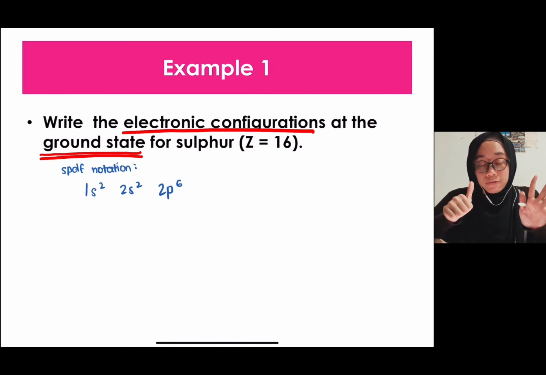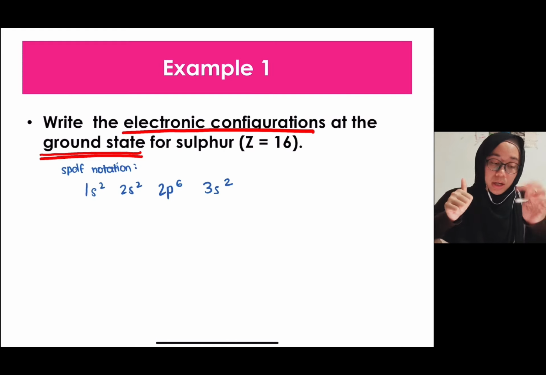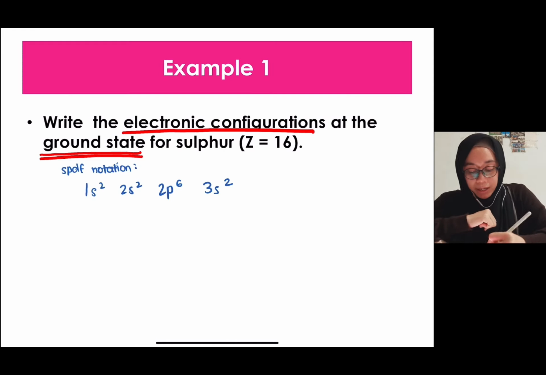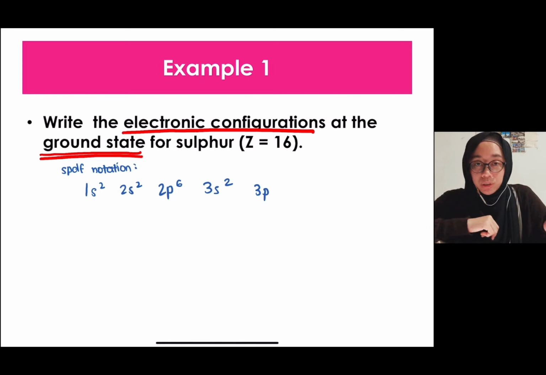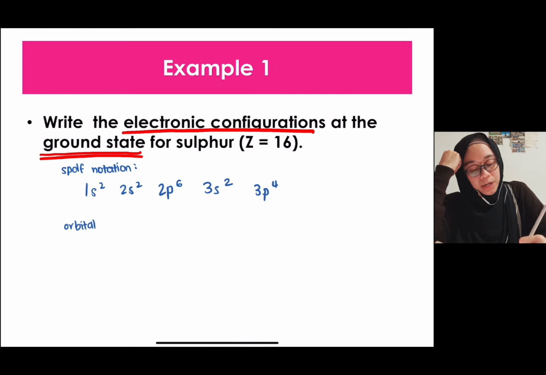So the next one after 2p adalah isi 3s. Tapi 3s cuma boleh isi 2. Okay, therefore tinggal lagi baki 4. So now kita isi pula 3p, and then kita masukkanlah pula lagi 4 elektron. Okay, therefore this is the SPDF notation for sulfur. Okay, so now daripada SPDF notation ni, I think it will be very easy untuk kamu buat orbital diagram now. Okay, so kamu dah tahu semua orbital yang involved.